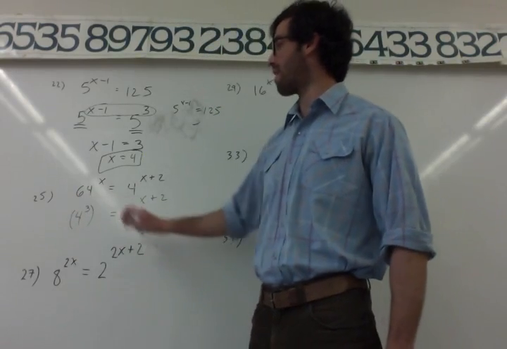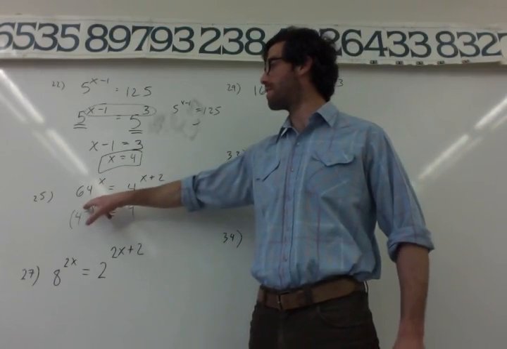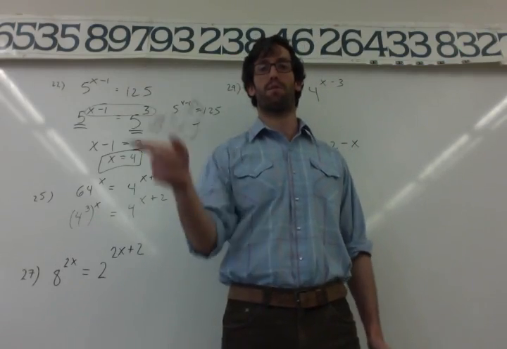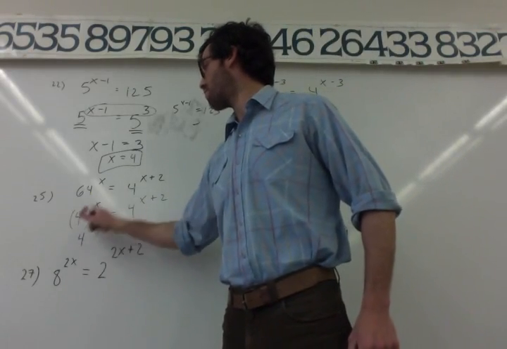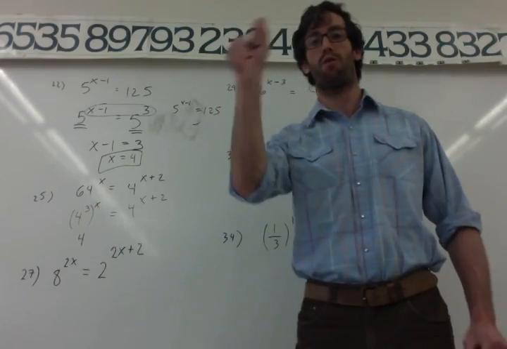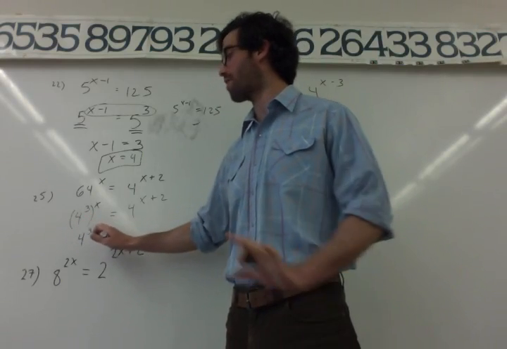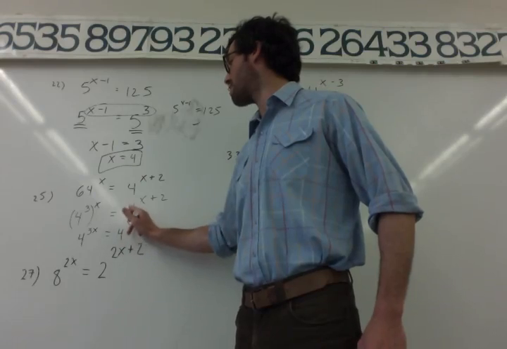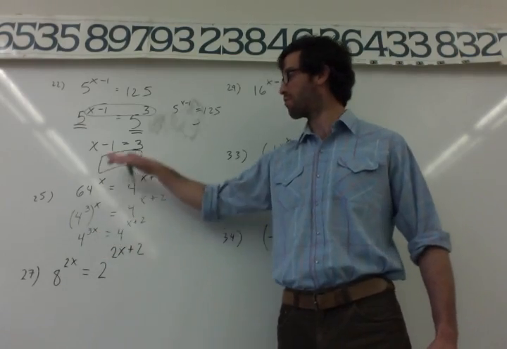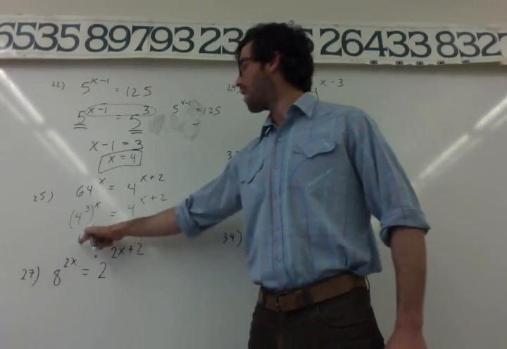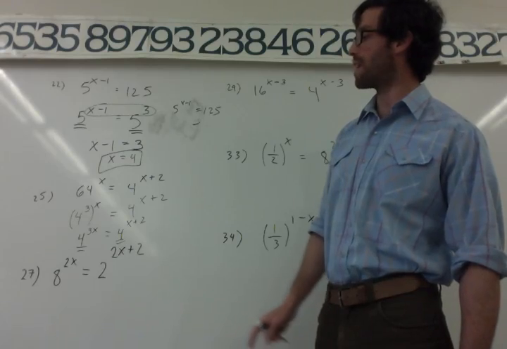I want to put parentheses around this when we substitute it, because if it was more than just x, we would need to distribute that exponent to both terms. In this case it doesn't really matter. But here we multiply exponents. When you have a power raised to a power, we multiply 3 times x, not 3 plus x, equals 4 to the x plus 2. I hope you can see that okay. Again, once you have the same base on both sides, you then just set the exponents equal.